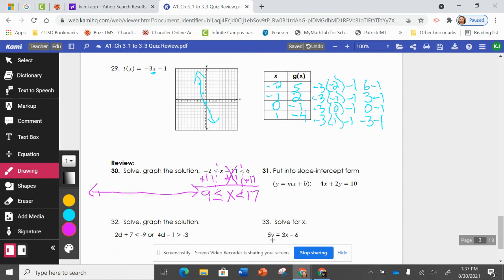Graphing that solution, we have a closed circle at 9 and an open circle at 17. Closed because of the equal to here at 9, and open because it's not equal to at 17. And then because my x is squished in between those two inequalities, my shading is in between on my graph.